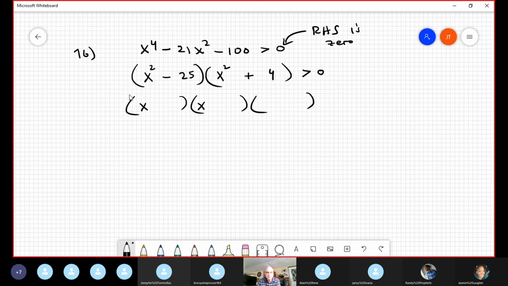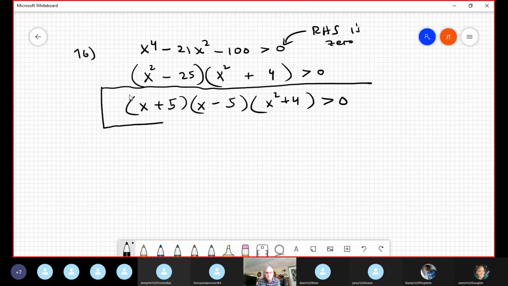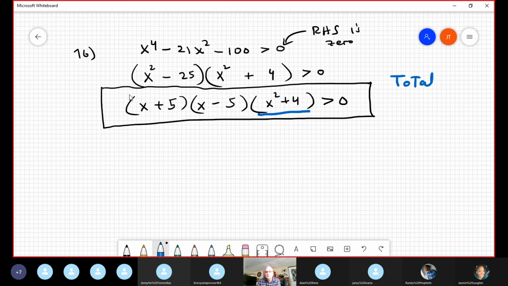x squared minus 25 times x squared plus 4. Okay, and this is my new inequality. I focus on this. However, I have one guy I need to analyze. Is this guy totally deleted or partially deleted? Totally deleted or partially deleted. What do you think? Is it totally deleted or partially deleted? This guy.